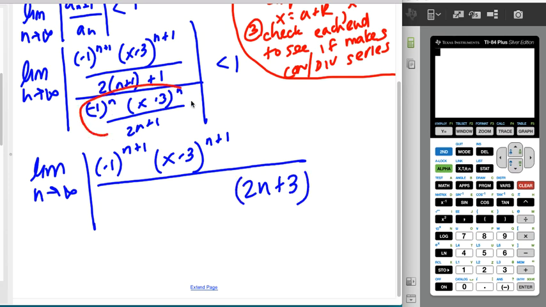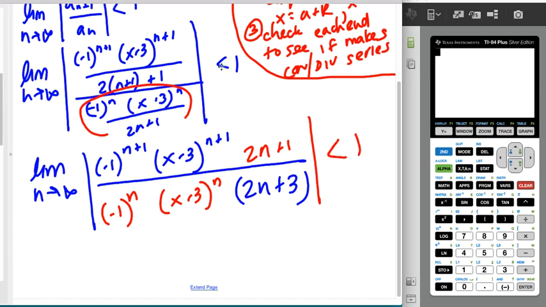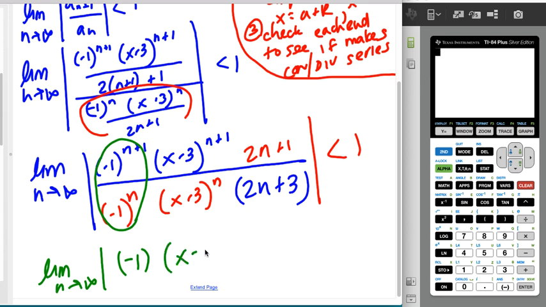This fraction all gets flipped. So the negative 1 to the n lands on the bottom. The x minus 3 to the n lands on the bottom. And the 2n plus 1 lands on the top. But again, not a shock, because we can see that everybody's matched up with their buddy, right? These guys are going to cancel to net a negative 1, which again, in the context of this problem, doesn't matter because it's inside an absolute value. These guys are going to net an x minus 3 to the first, right?